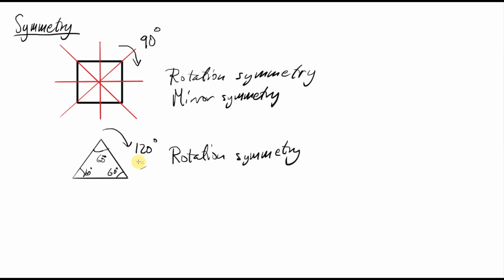Also here for the equilateral triangle we have symmetries in lines. So if you mirror in this line or this line, it has mirror symmetry in the angle bisectors.